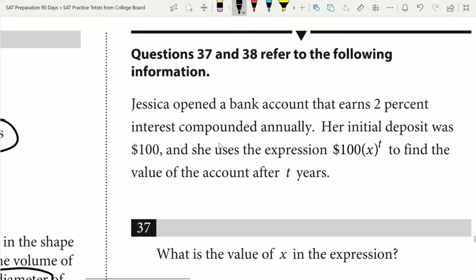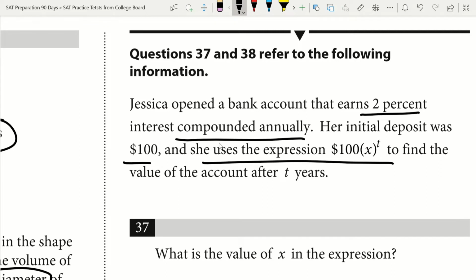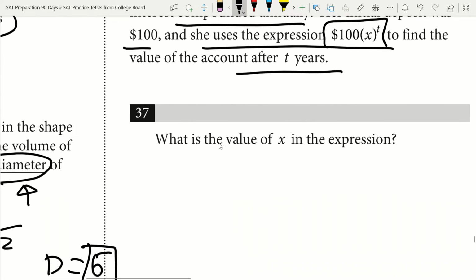All right, now we got questions 37 and 38. So we have Jessica opening a bank account that earns 2% interest compounded annually. Her initial deposit's $100 and she uses the expression 100 times x raised to the power of t to find the value of the account after t years. Keep in mind that this is our interest equation that we talked about in week 1. Okay, that's our interest equation. What's the value of x in the expression?